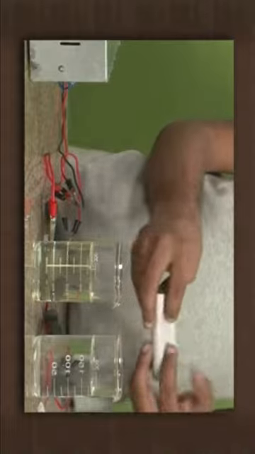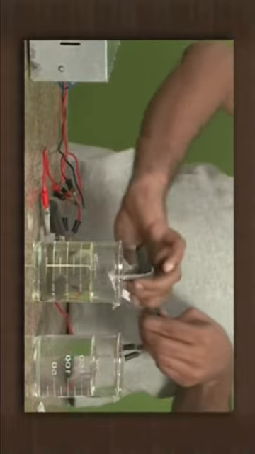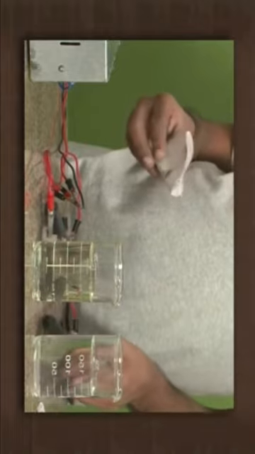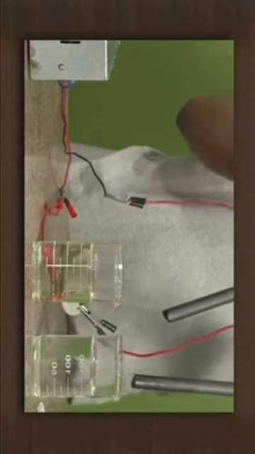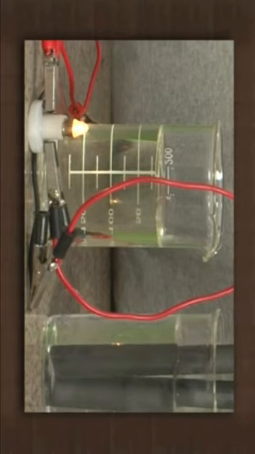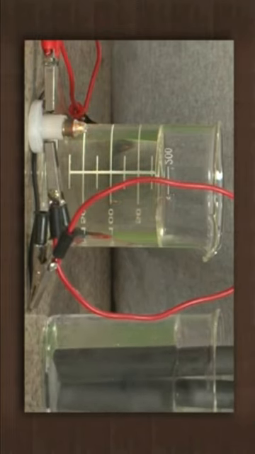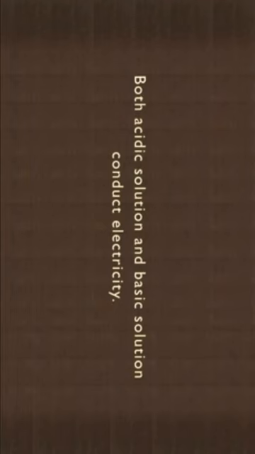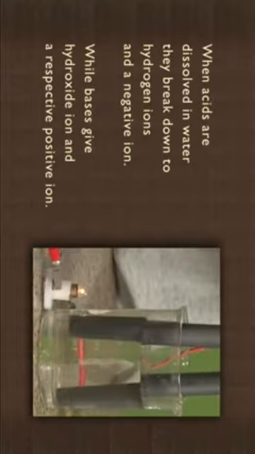Take out the graphite rods and dry them with the help of a filter paper. Dip these two in the second solution, sodium hydroxide, NaOH. Again you can see the bulb is glowing, which means this solution is also conducting and it is dividing as Na plus and OH minus. So both the acidic solution and the basic solution can conduct electricity.